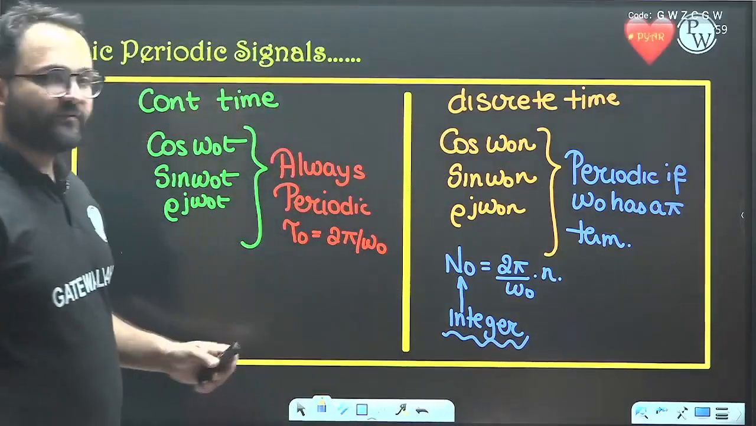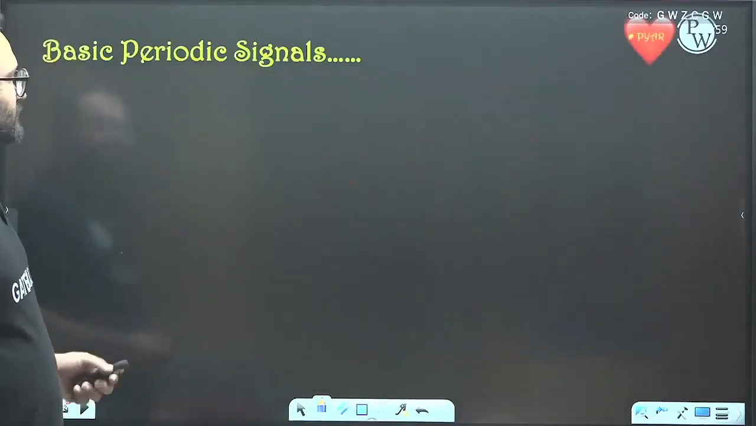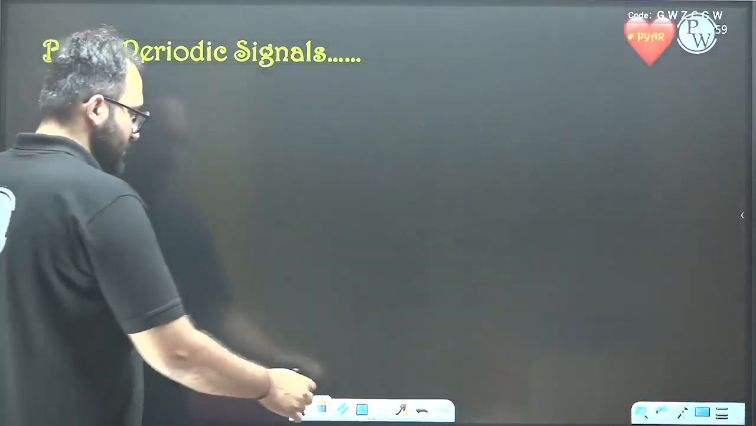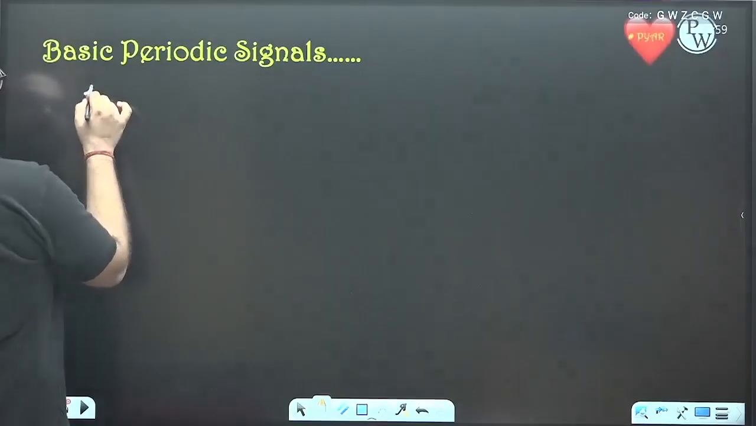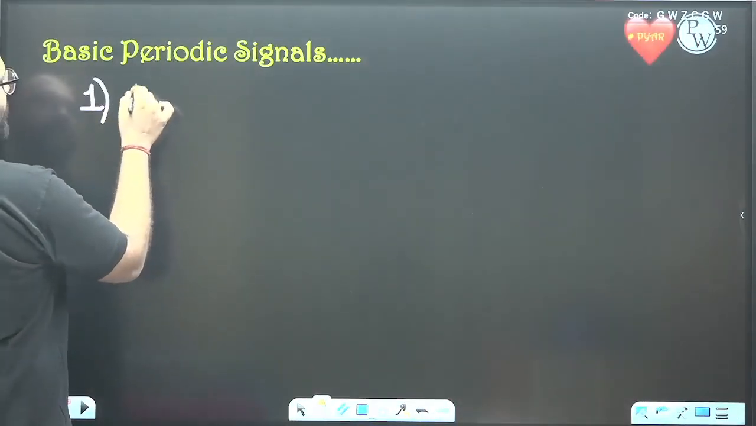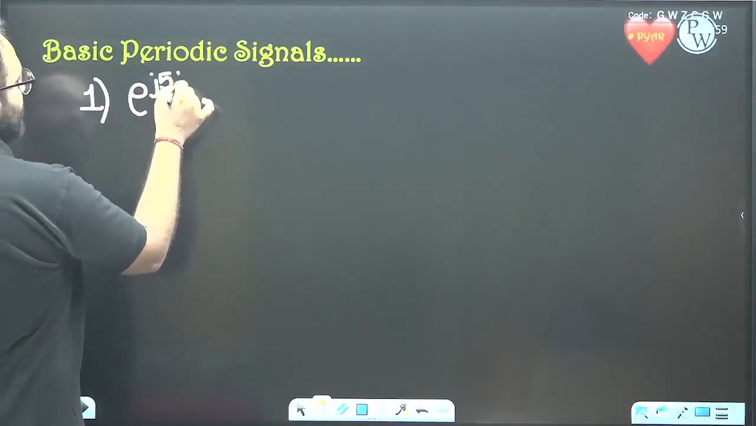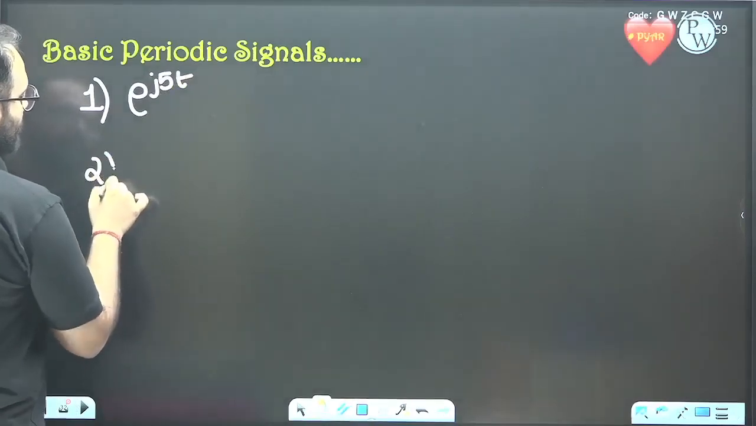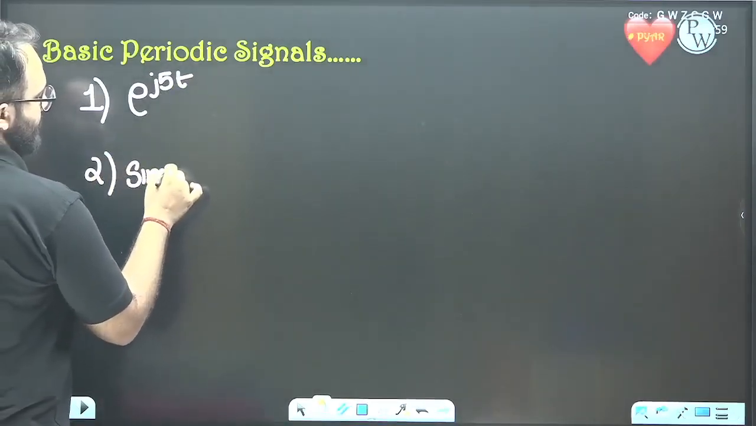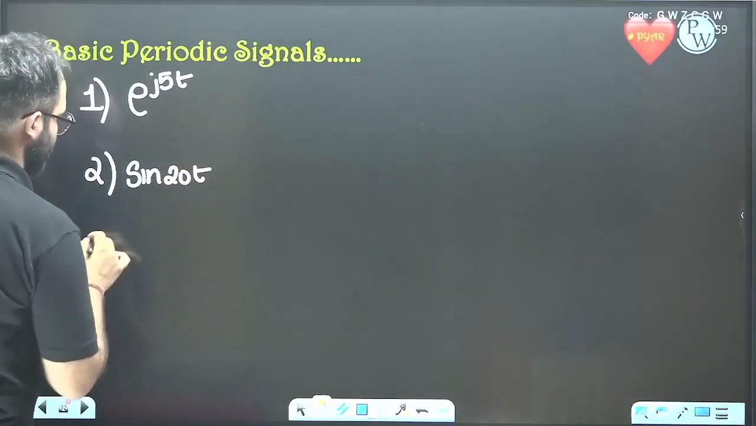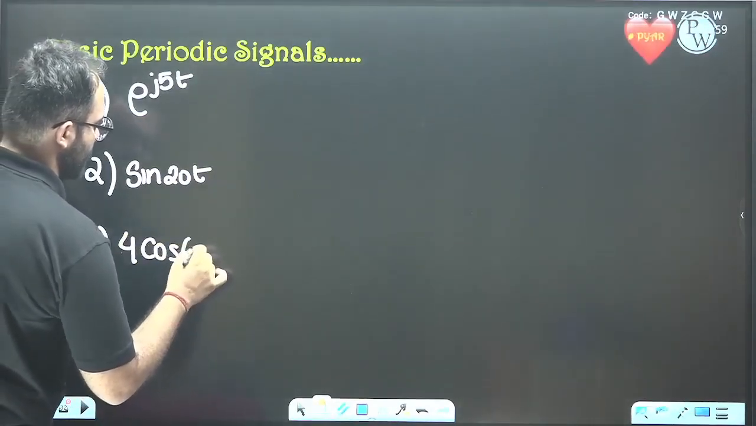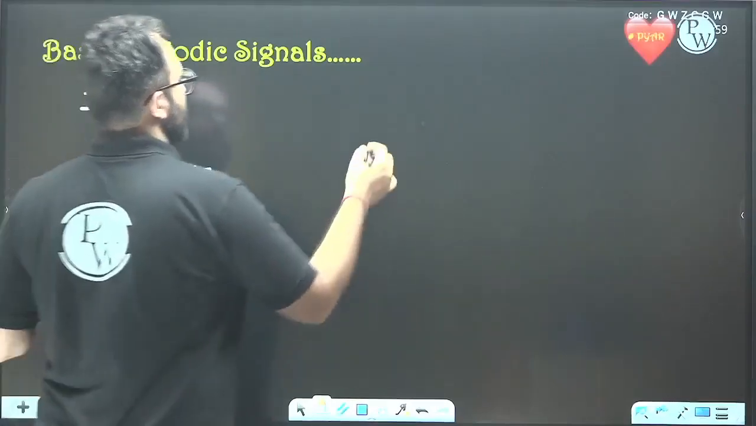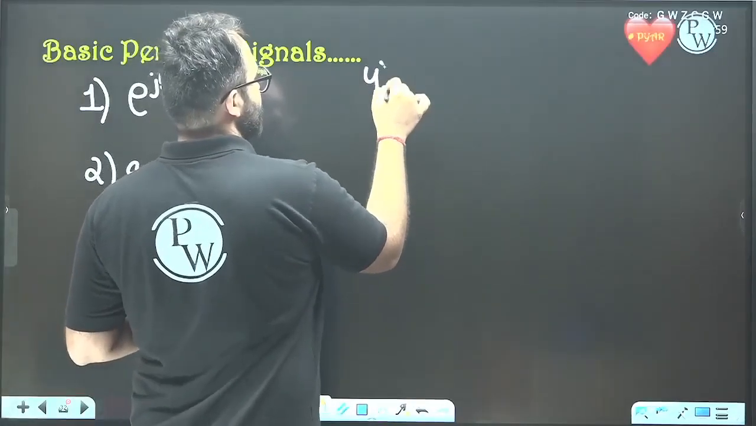Okay, great. Now let's move on. Let's see a few examples. So question number 1, find out the period of e to power j 5t, sin 20t, cos 2n. Let me write all the questions, then we will solve them.